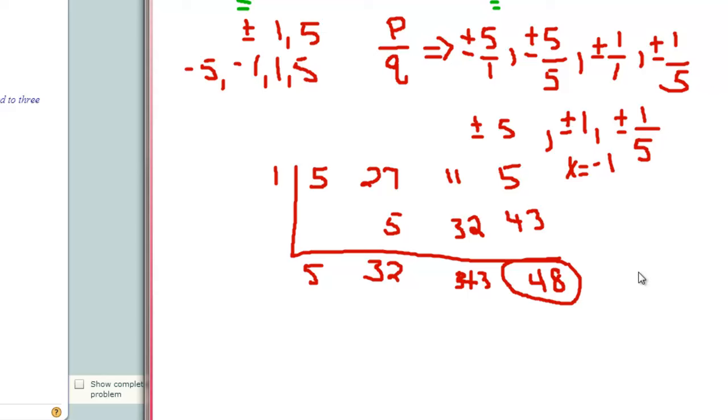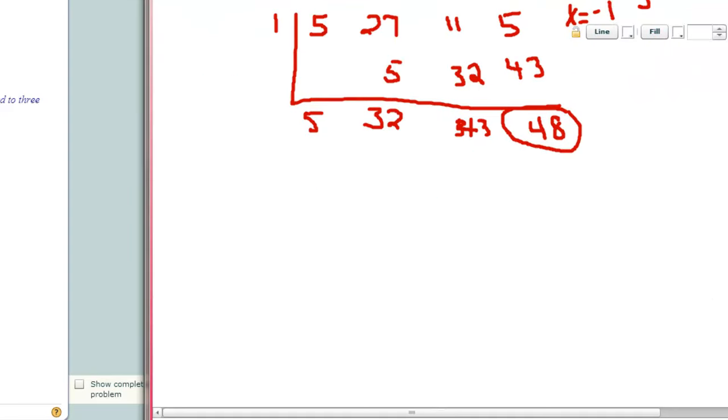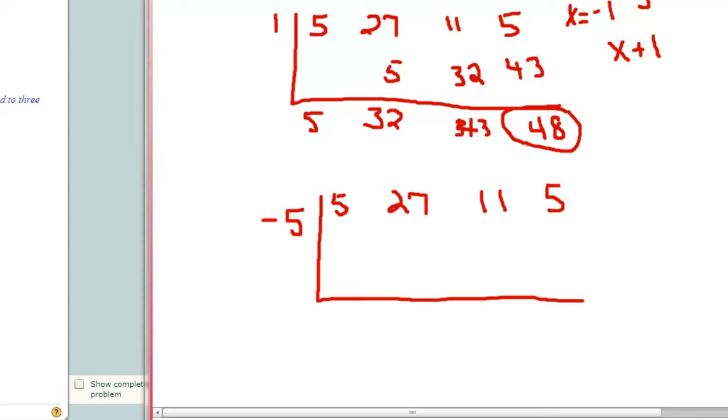So now let's look at the one that is the zero, I should say. That was going to be, let's see here, pretty sure -5. So let's look at -5. And just to clarify one more time: if you had a factor, say x plus 1, and you were testing to see if that was a factor, then you would put the opposite.